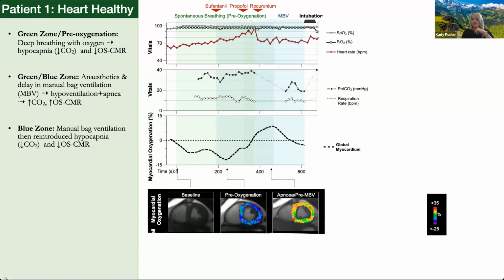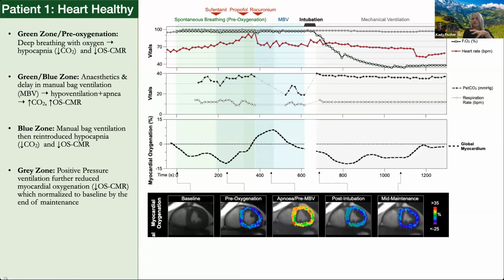Then what happens is we start giving the medication. The patients start to reduce their breathing. Their CO2 rises as they slowly stop breathing. And you can also see a rapid increase in the oxygenation here that occurs with this patient. Then at that point, the anesthetist takes over with the manual bag ventilation. This almost mimics hyperventilation. So once again, we have a drop in CO2.